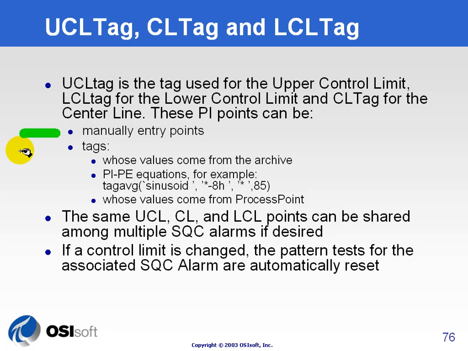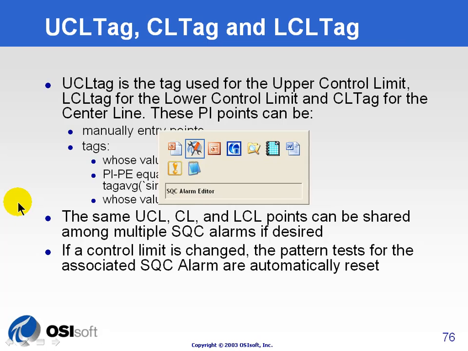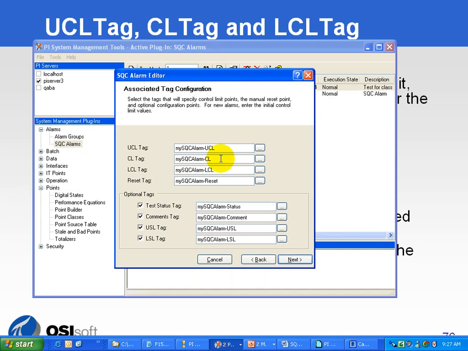Now in addition to the tags that are created for us by the wizard, we can specify any tags really. We can substitute different tags, so we don't need to use the tags that are created automatically. You can get tags whose values come from the archive, performance equation tags, or even tags that come from our specification system, process point. So those values can come from just about anywhere. As I said, by default we do create these tags, but as you can see, I could easily go out and, using tag search, make reference to other existing tags that get their data from elsewhere.